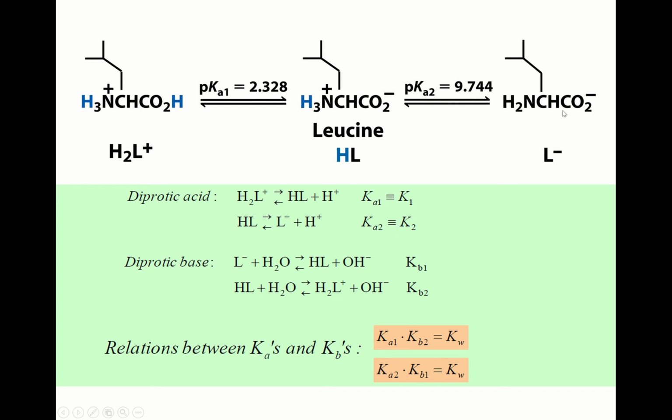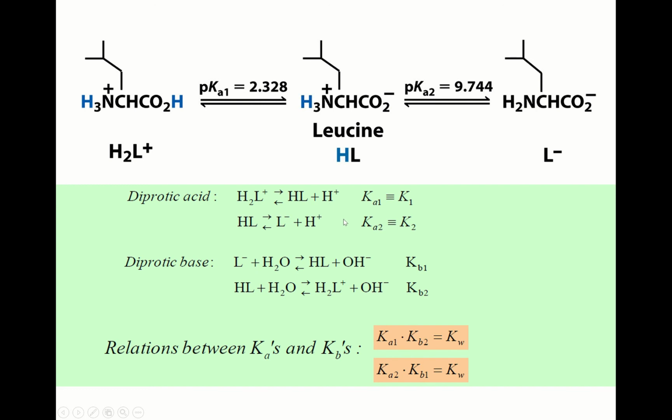If we start from the fully dissociated form L-, when the solution gets more and more acidic, it is protonated first to leucine HL and then H2L+. Here is the equilibrium. L- reacts with water and takes one proton from water. As a result, hydroxide ion is produced. So when L- is dissolved in water, the solution is basic. Likewise, when H2L+ dissociates in water, the solution is acidic.